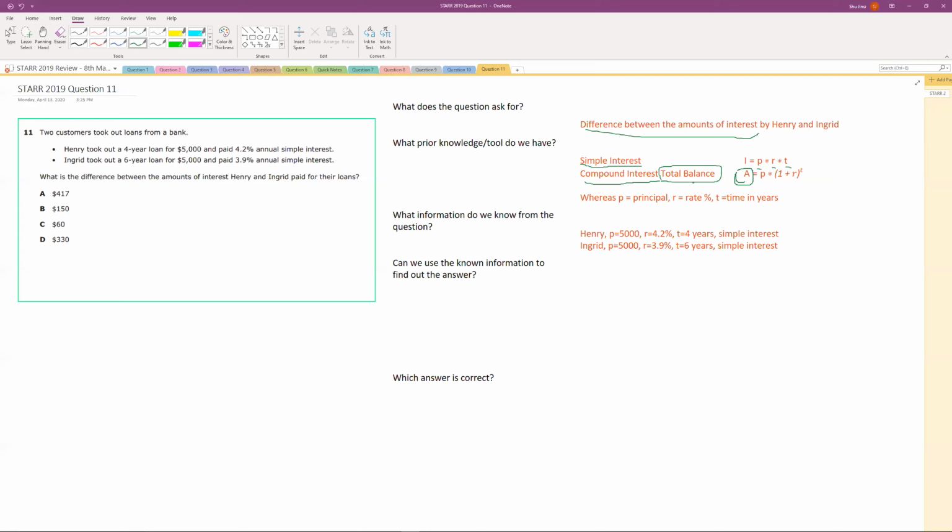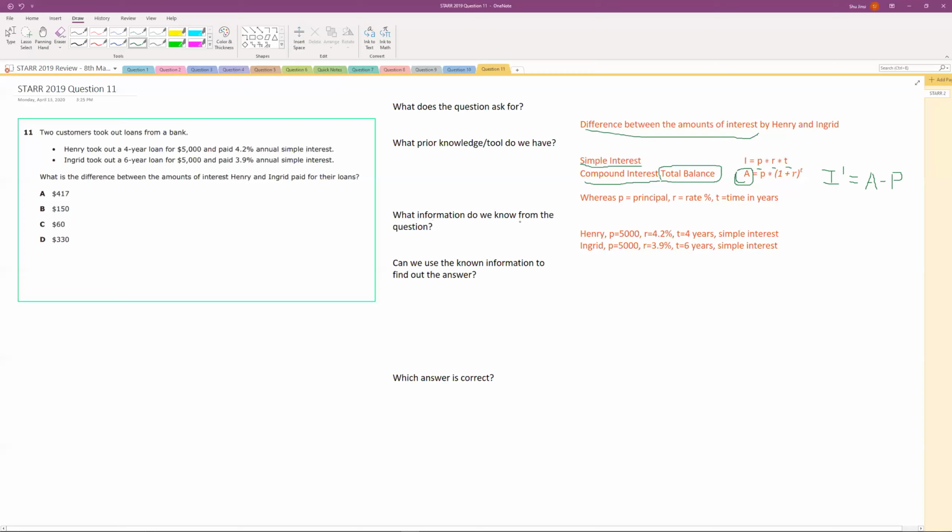We have to be very careful when we use this formula. It gives you the total balance, not the interest itself. So simple interest is P times R times T. Compound interest, this formula gives you the total balance. If you want the interest, you use this total balance and subtract the principal, the original money, and that will give you the interest. Okay, so let's read the question.